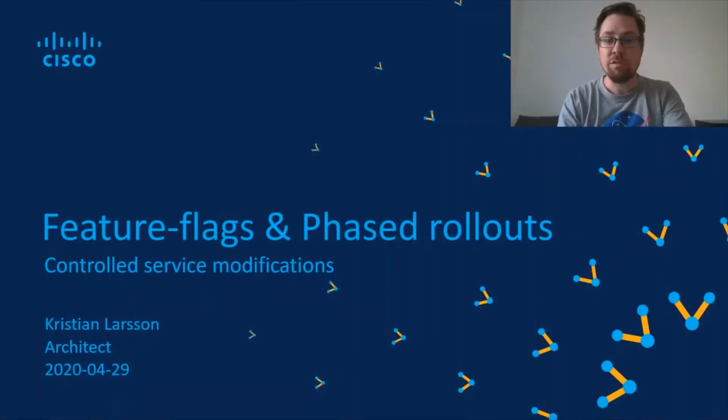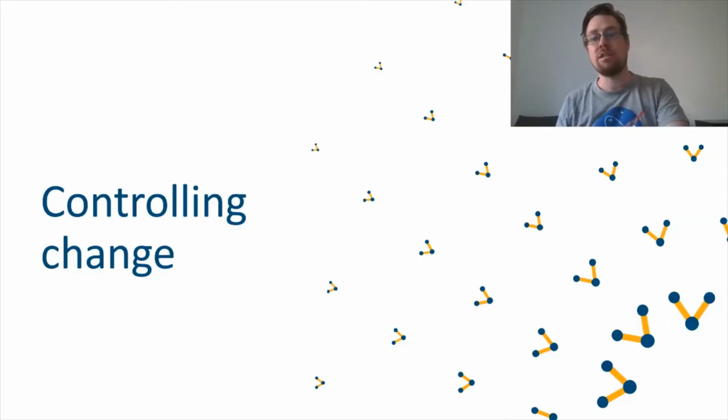We're going to do this in two parts. So this first part is going to talk through the basic scenario or the problem statement, if you will. We'll look at how we can solve that using feature flags. And then in the second part, we're going to look at this thing we call phased rollouts. Okay, so for the first part, controlling change.